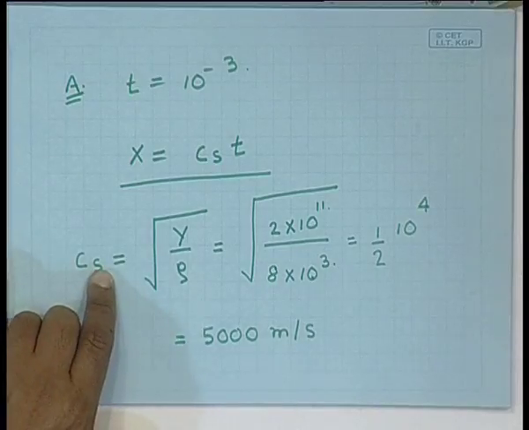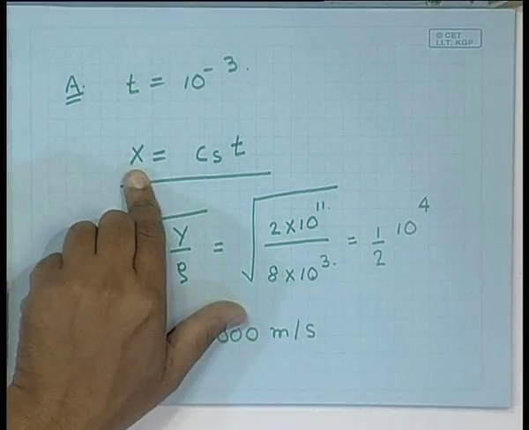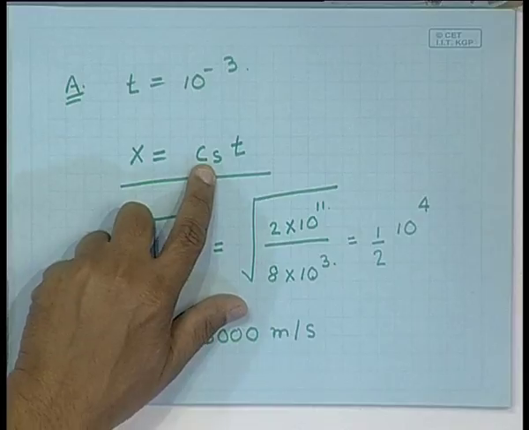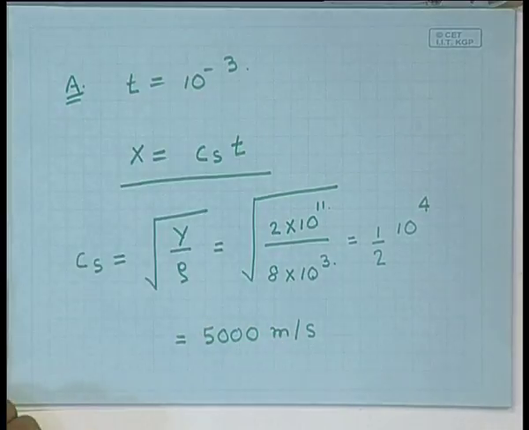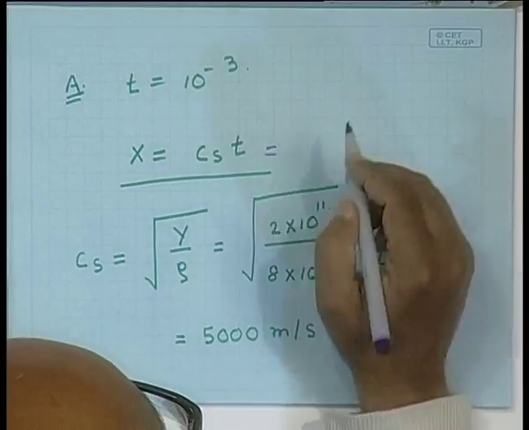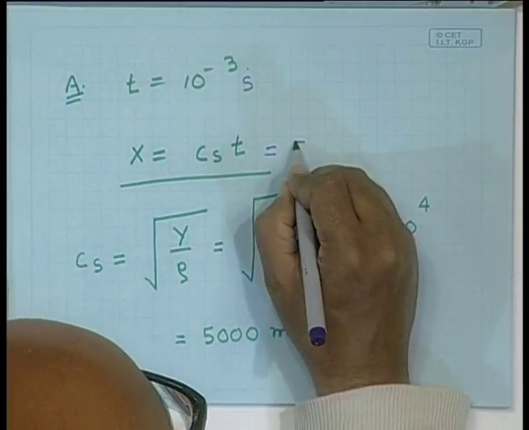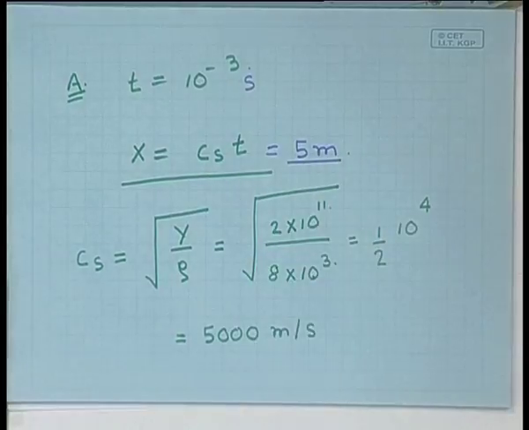So, we have determined the speed is 5000 meters per second. We can now determine the value of x where you have the maximum displacement. This is going to be 5000 into 10 to the power minus 3. So, the position where you will have the maximum displacement at 1 millisecond, at the time 10 to the power minus 3 seconds, is going to be 5 meters. So, at a distance 5 meters away from the origin x equal to 0, you are going to have the maximum displacement at the time t equal to 1 millisecond.